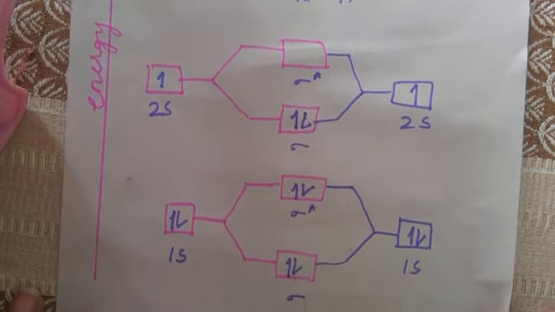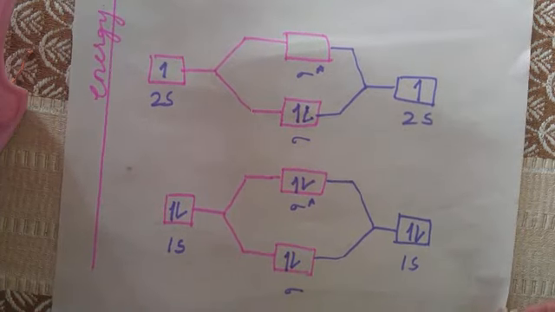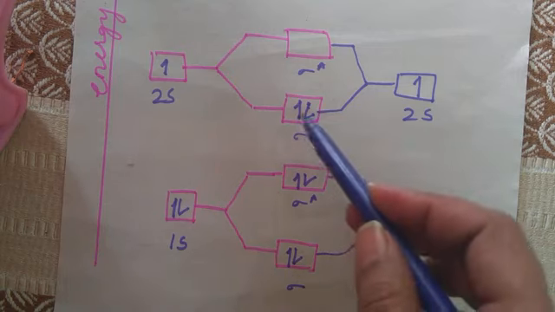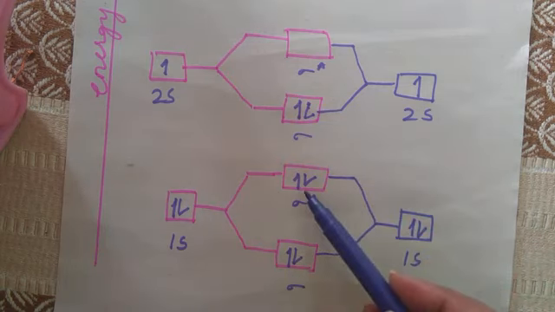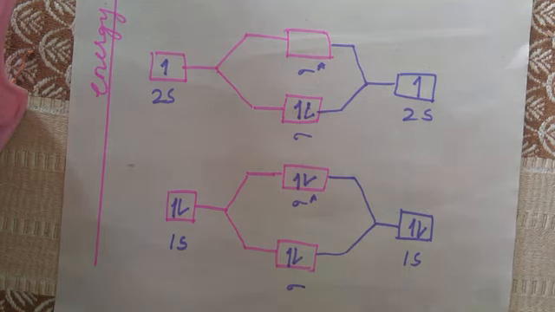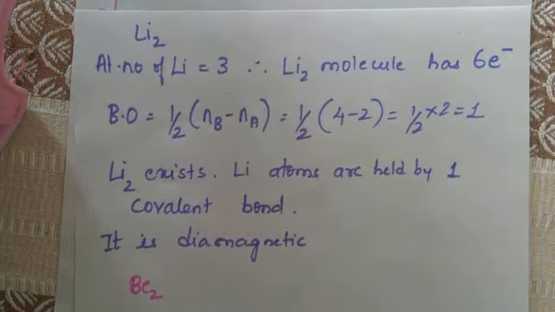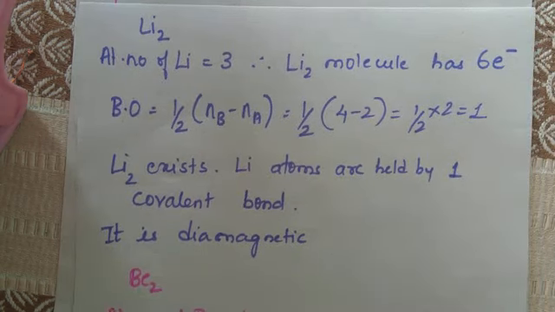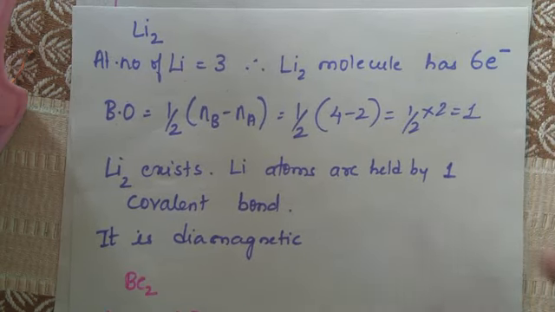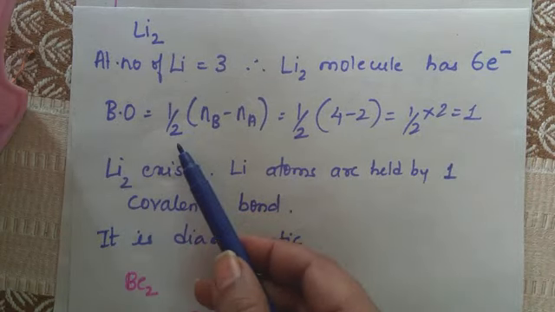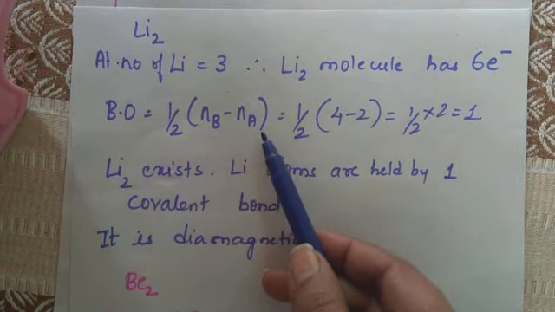Now we shall calculate the bond order. How many electrons are there in the bonding molecular orbital? 1, 2, 3, 4. Antibonding 2, right? So once again, I have written here that the atomic number of lithium is 3. Therefore the lithium molecule has 6 electrons. Bond order is equal to half of Nb minus Na.